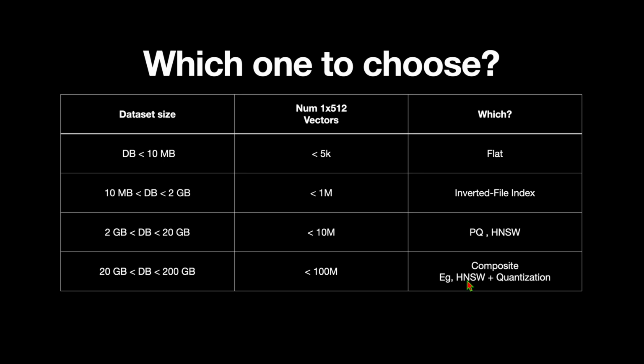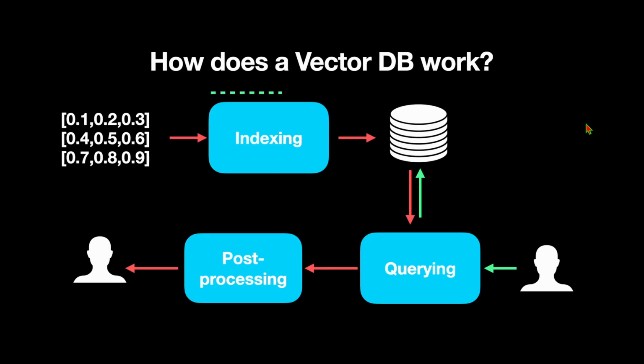When I say composite approach, it's going to be a combination of two of these. For example, you can combine HNSW with product quantization, and you have a composite indexing method, and that method will work like a charm for you at this scale of data, rather than using any of these individual ones. So that was the most important algorithms under indexing.